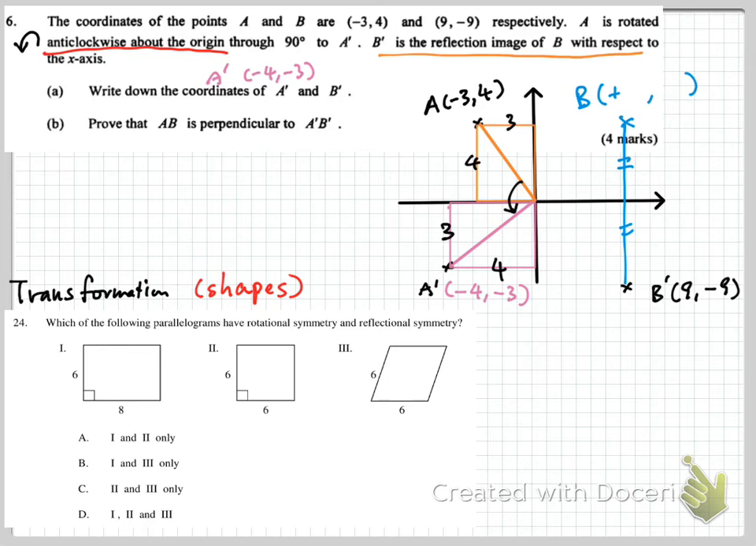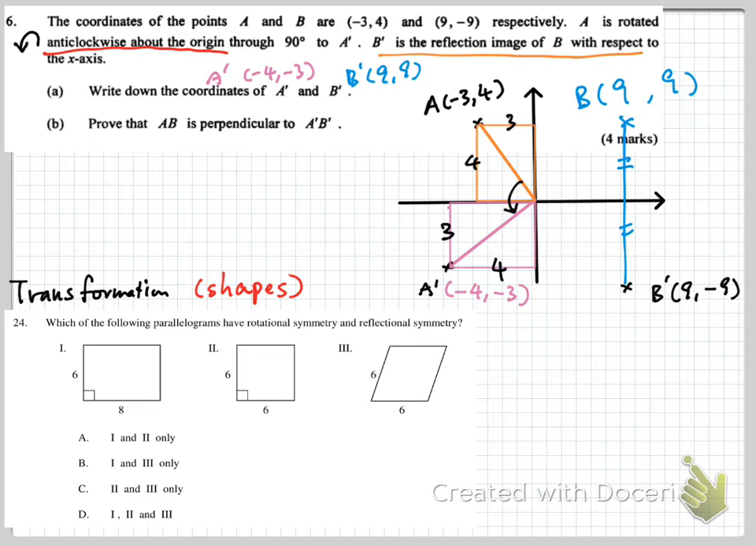So this is point B prime. It's in the first quadrant, so we know both coordinates are positive. The x-coordinate does not change, so it is 9. The y-coordinate is flipped: minus 9 becomes positive 9. So point B prime will be 9 and 9. So these are the answers for the transformation.